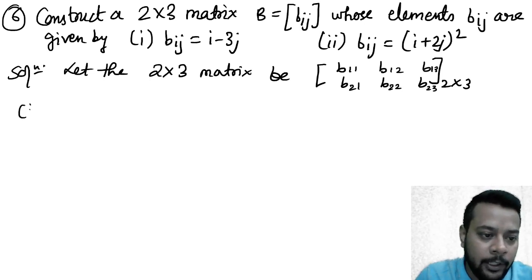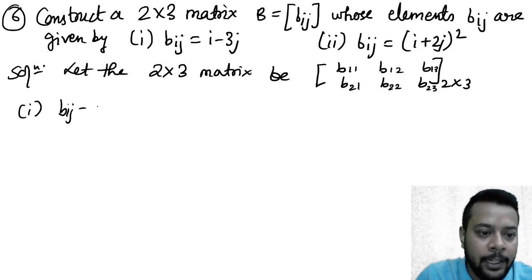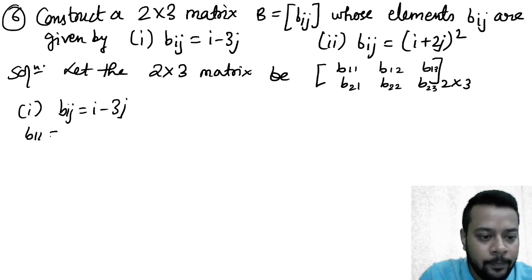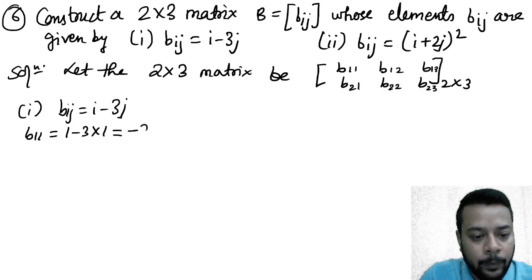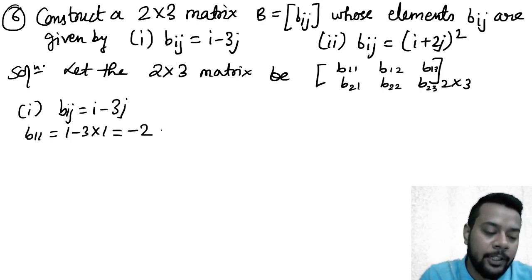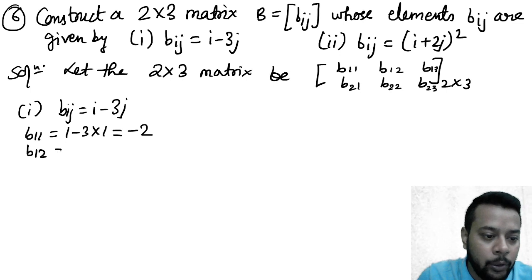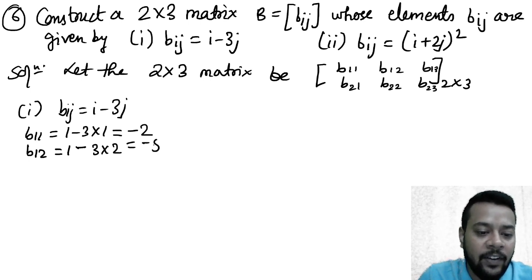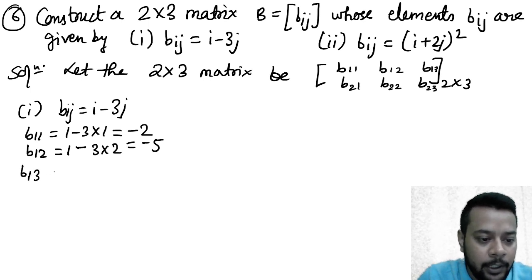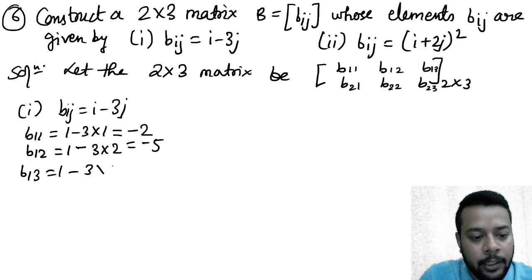So if I talk about the respective position values according to the formula Bij equals I minus 3j, then what will be B11? It will be simply 1 minus 3 into 1, that is minus 2. What will be B12? It will be 1 minus 3 into 2, 1 minus 6, that is minus 5. What will be B13? It will be 1 minus 3 into 3, that is 1 minus 9, minus 8.